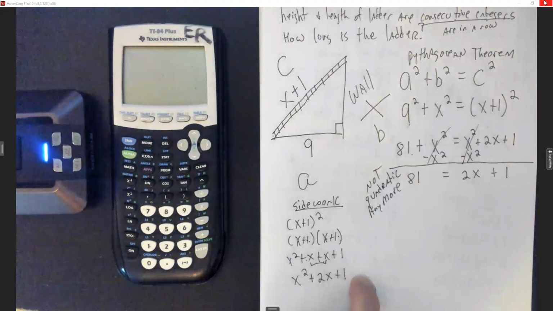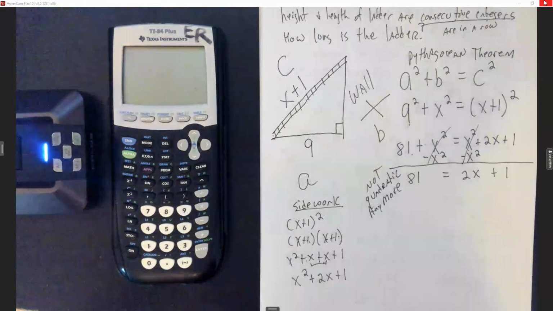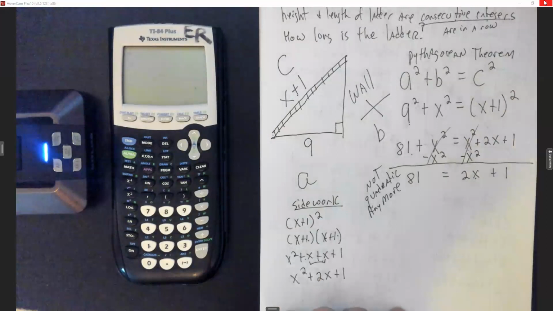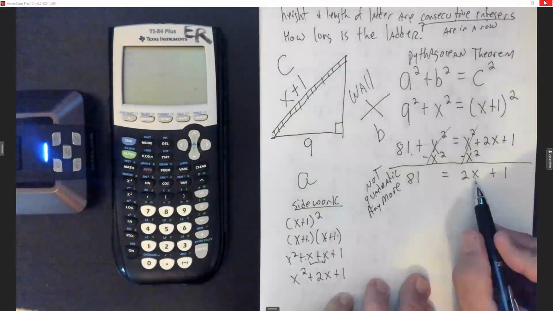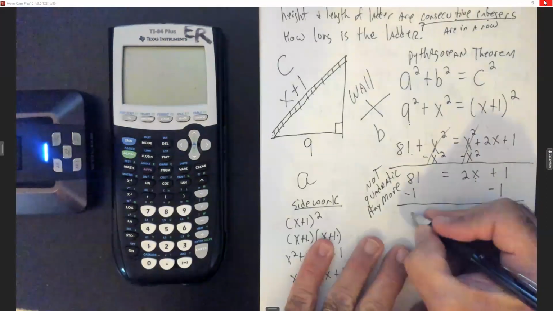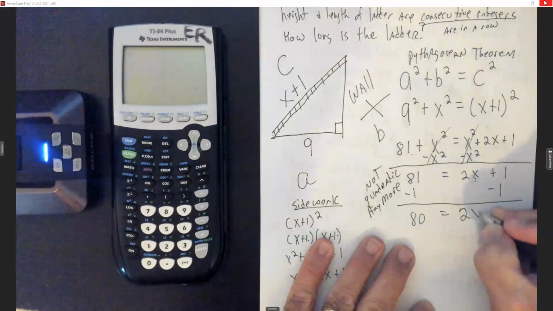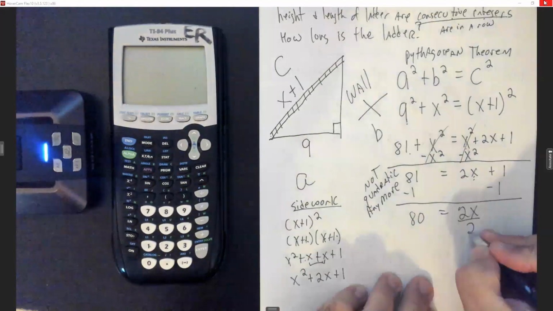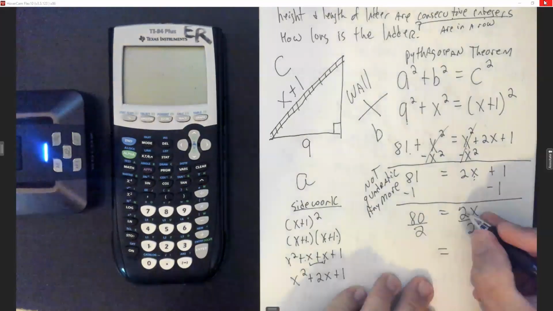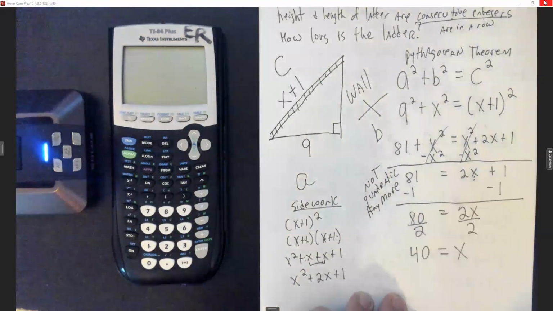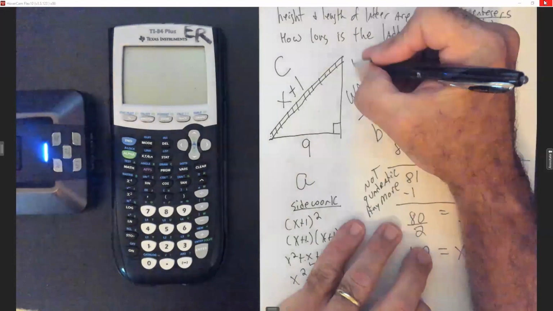Since this doesn't have any x squared terms, I don't need everything on one side equal to 0. All I need to do is solve this for the x, because I have one single x. So to solve this for the x, I'm going to subtract 1 from both sides. So you get 80 is equal to 2x. Then solving that for the x, divide by 2. 2x divided by 2 is just 1x. 80 divided by 2 gives me 40. So I know the height the ladder is up on my wall is 40.